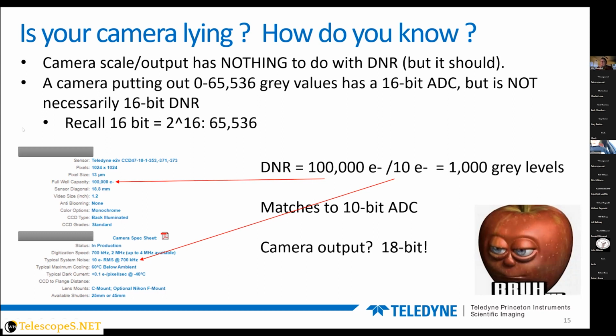So let's take a look at someone's camera. Everything is grayed out here. I've redacted this like an FBI agent to protect the innocent in this case. So this spec sheet lists whose CCD it is. In this case, it happens to be our CCD, but it's not our camera. And the full well capacity is 100,000. And they list the read noise as 10 electrons. So the math is pretty easy. We take 100,000 electrons, divide it by 10, and we get 1,000 gray levels. However, you can look at the gain state on this camera, which is listed on this spec sheet here.